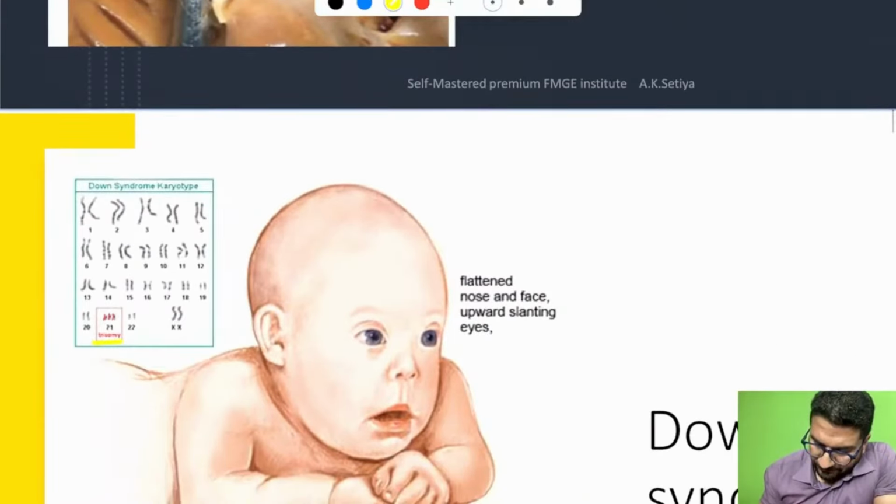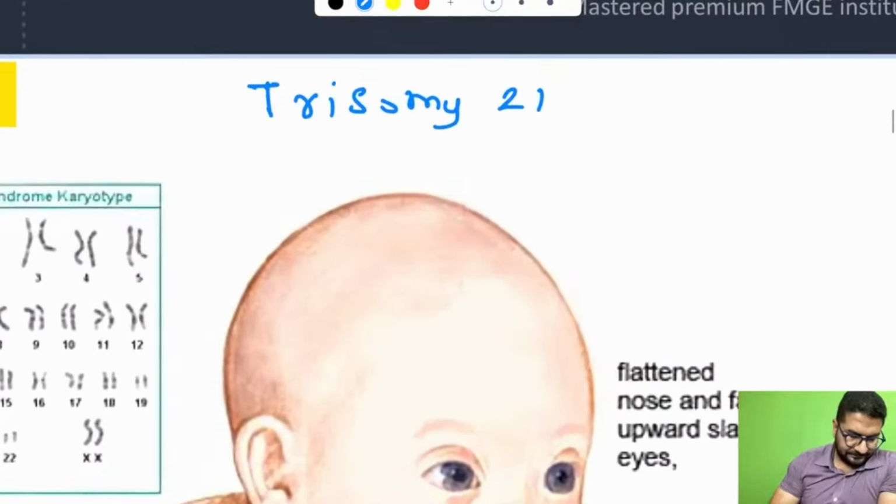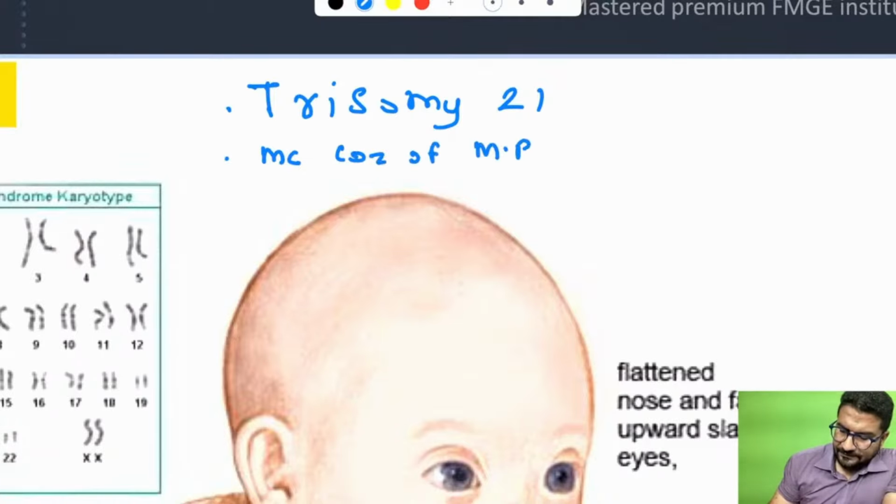So basically Down syndrome, I am writing all the MCQs, you will notice here. First thing is trisomy 21. Second thing, remember this is the most common genetic cause of mental retardation. After this, the second most common cause will be fragile X syndrome.